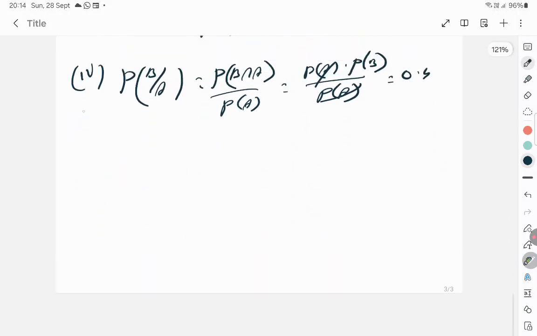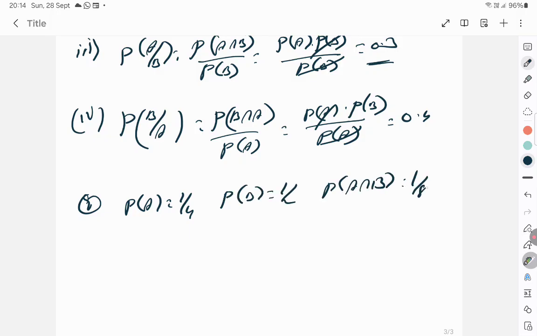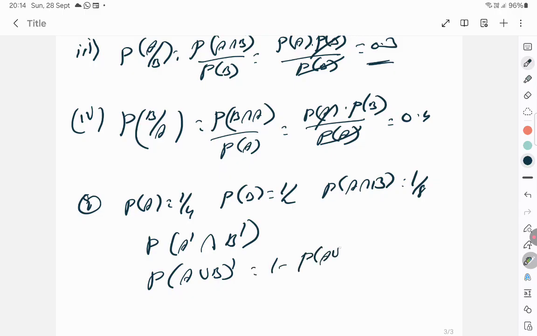Ninth question in the textbook is, if A and B are two events such that P of A is equal to 1 by 4, P of B is equal to 1 by 2, P of A intersection B is 1 by 8. They're asking P of not A, meaning A dash, and means intersection, not B means B dash. When they ask you like this, De Morgan's law, you can write it as A union B the whole dash, which is 1 minus P of A union B.